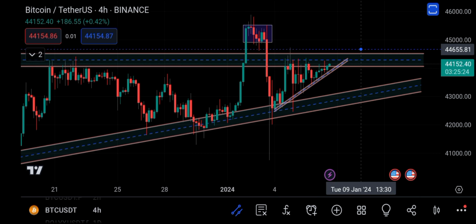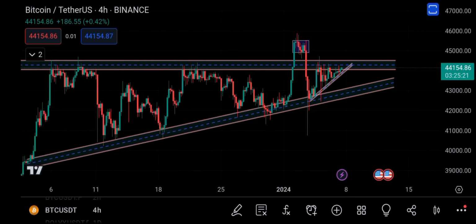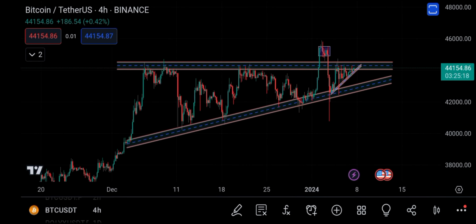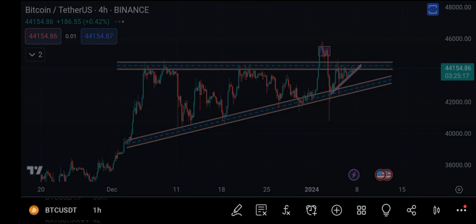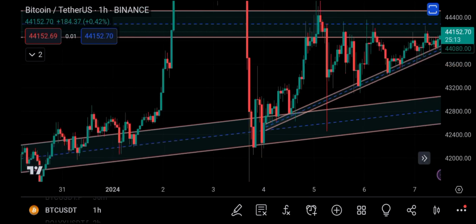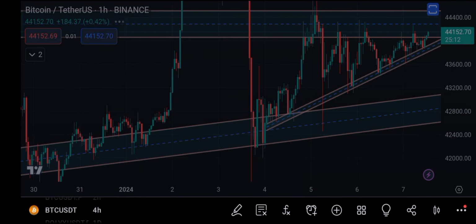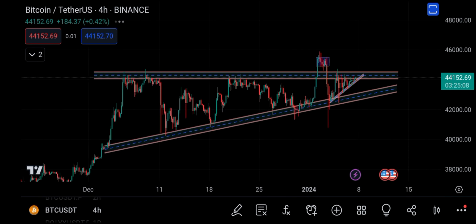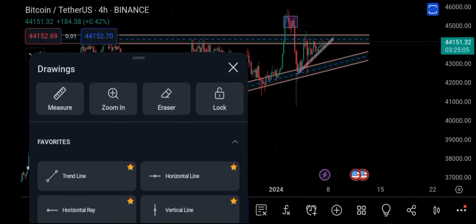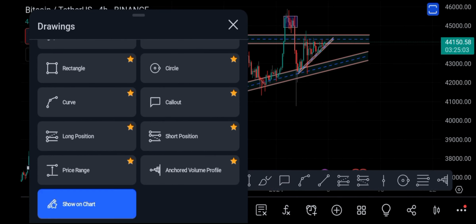First of all, let me give you a smaller time frame update. Then we will talk about what can be done on the larger time frame. Let me go back to the 4 hour time frame and tell you what's happening with the Bitcoin chart. Let me turn on my tools, just a second, and here I have turned it on.